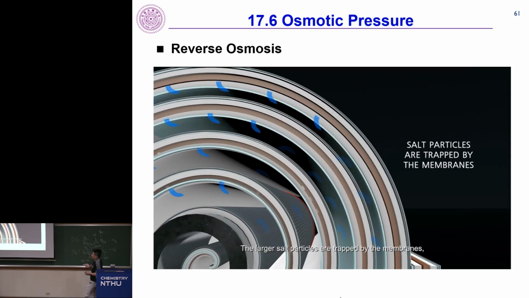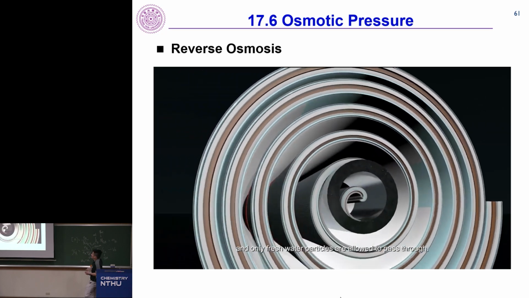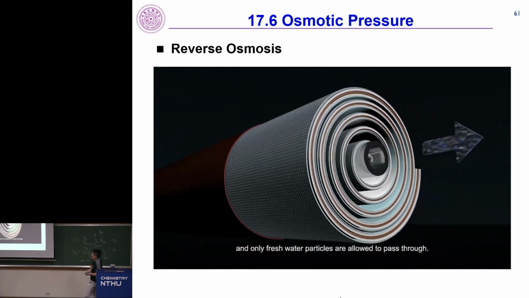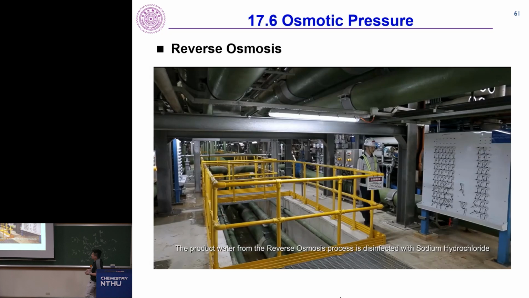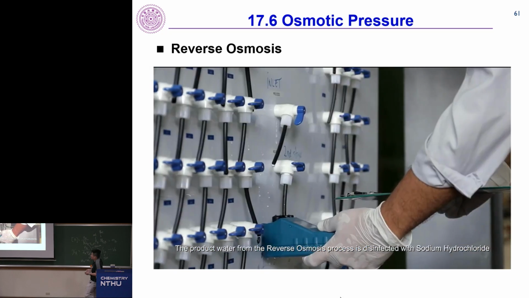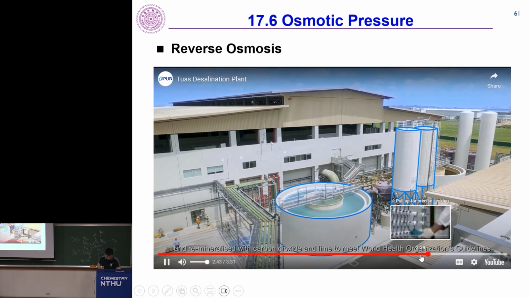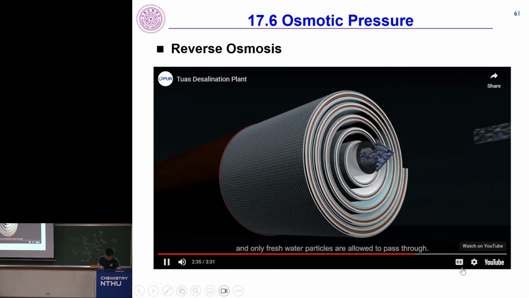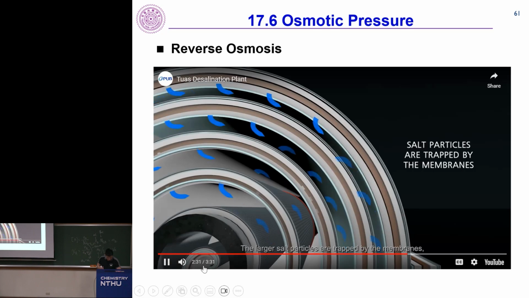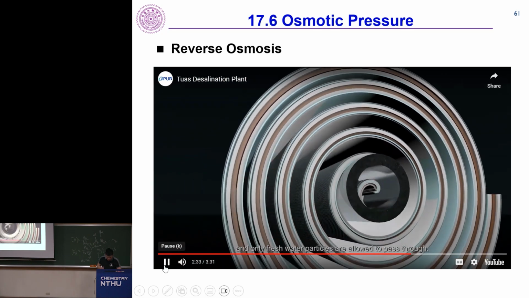The larger salt particles are trapped by the membranes, and only freshwater particles are allowed to pass through. The product water from the reverse osmosis process is disinfected with sodium hypochlorite and remineralized with carbon dioxide.